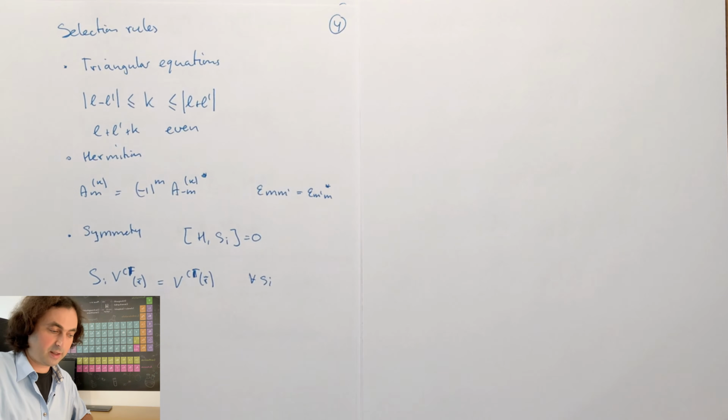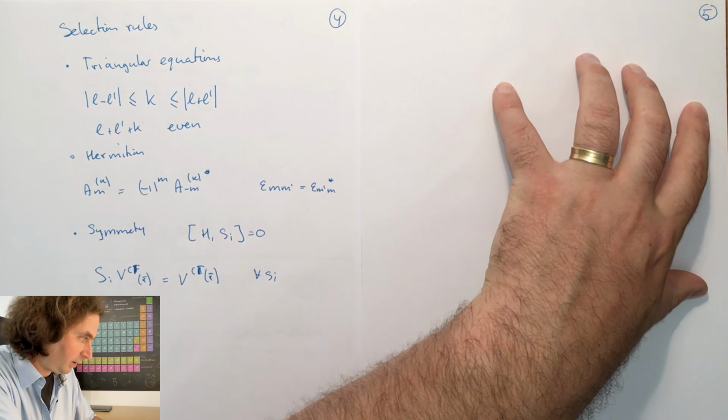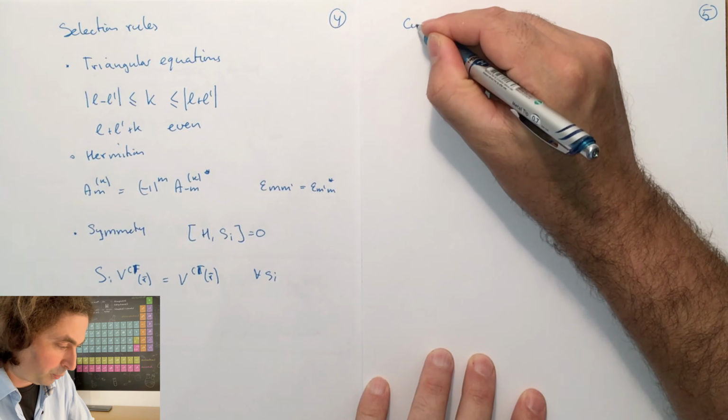Now let's have an example of such a crystal field. And for this we're going to look at a cubic point group.